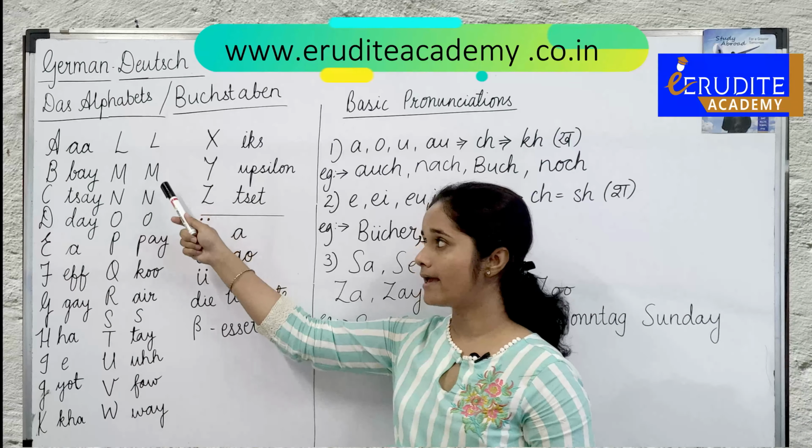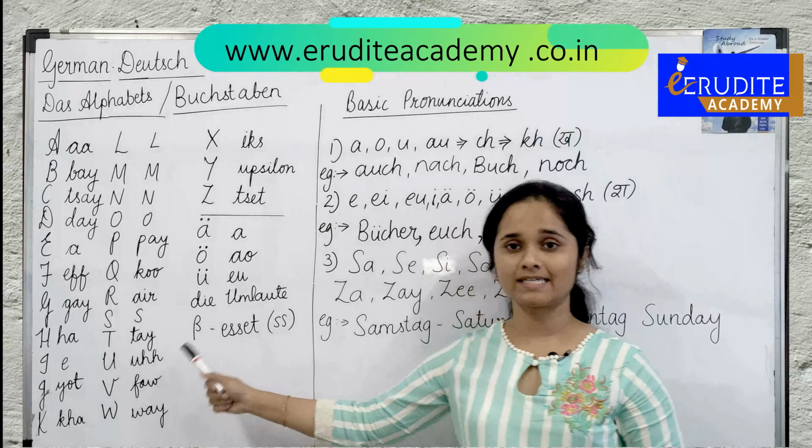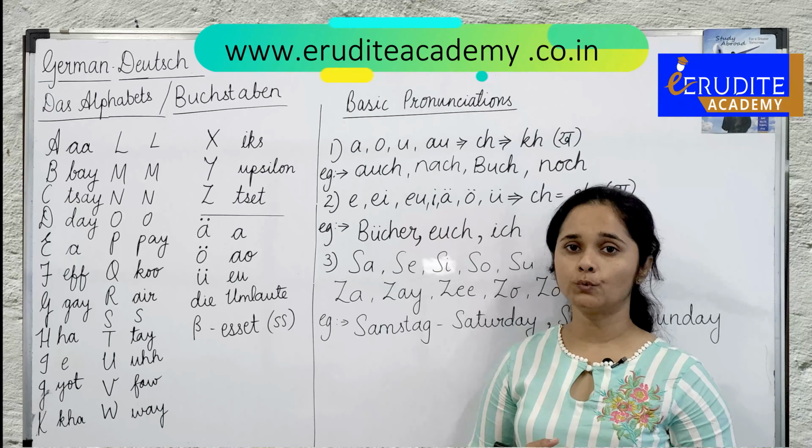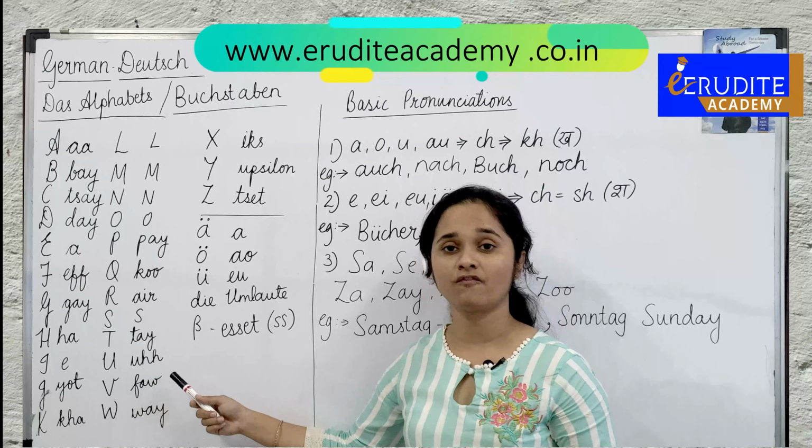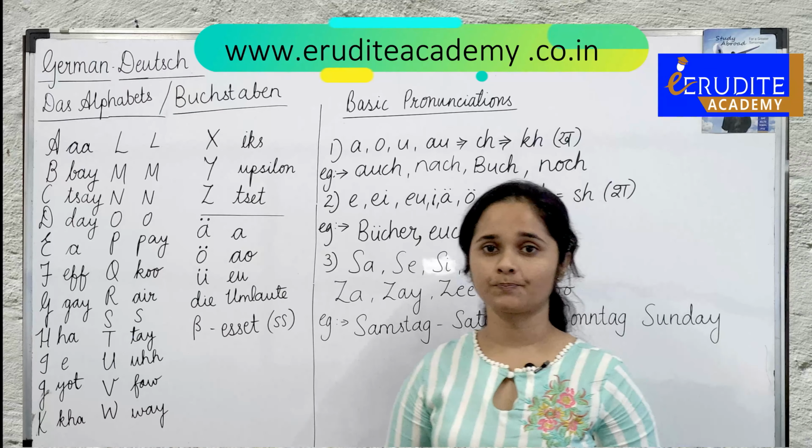P will be pronounced as P. Q will be Ku. R is Air. S has the same pronunciation as in English, which is S. T is T. U is U. V is V, as in Volkswagen. Then W as V, X as X, Y as Y, and Z as Z.